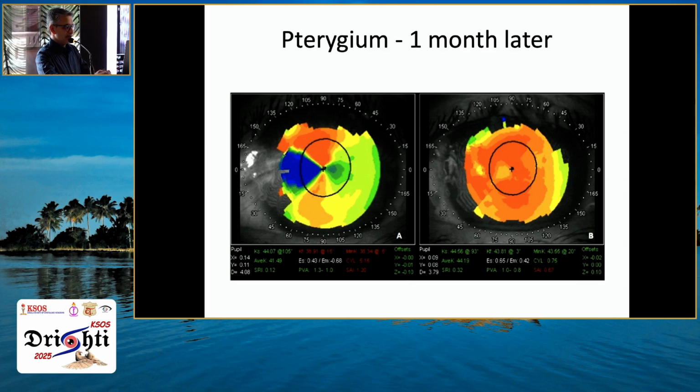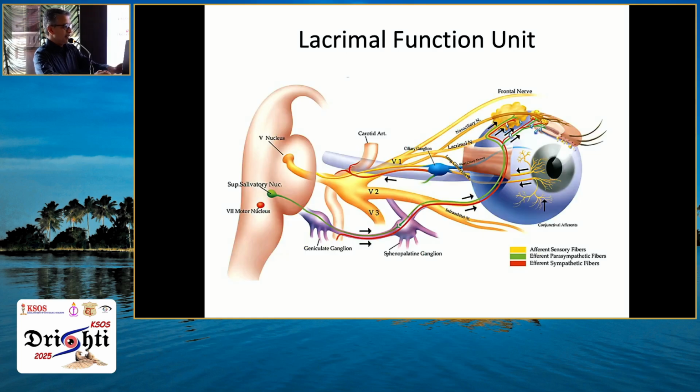So this is topography before and after pterygium surgery. You see the amount of flattening that is caused by the pterygium. So your K values can really go wrong. The other thing that we consider is the dry eye that is associated with cataract surgery.